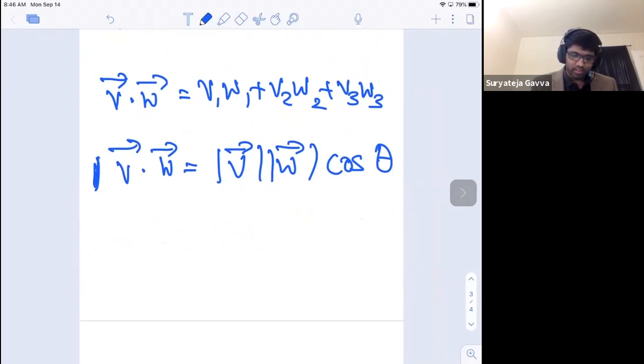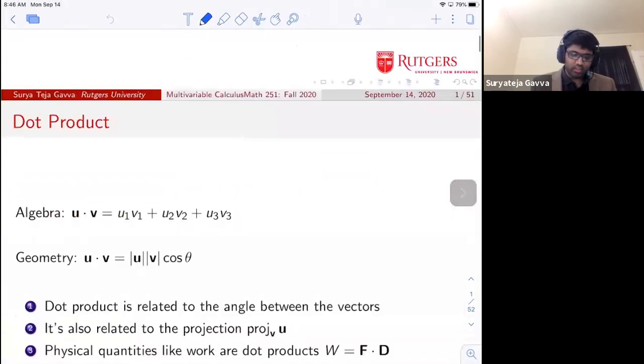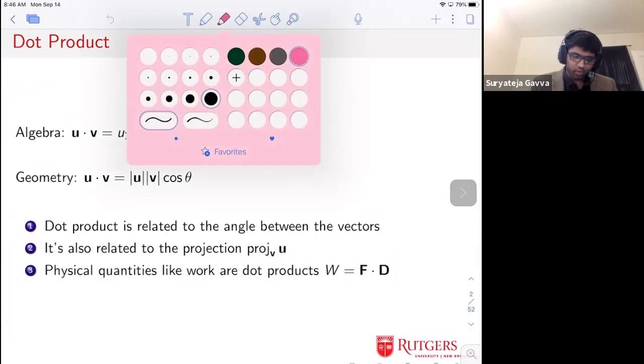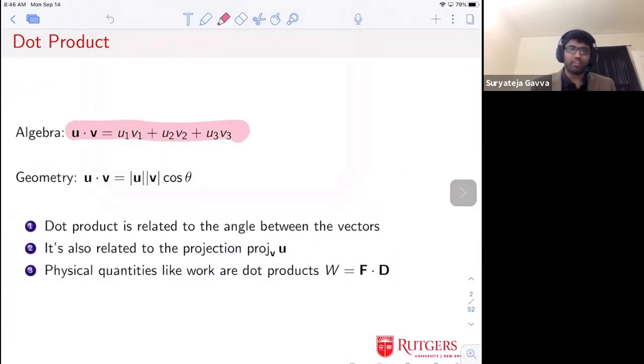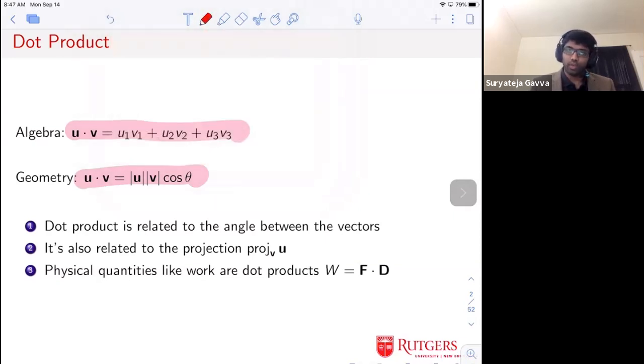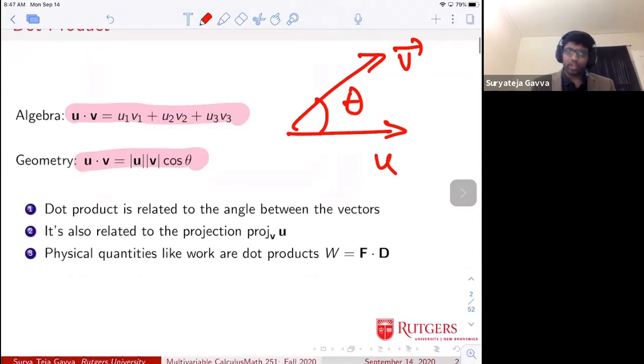Okay, so let me start. These are the two important ways to think of a dot product. You have the dot product of two things, algebraically computed with this kind of expression, and if you want to relate it to the angle between the vectors, this is the formula: u dot v is the length of u times the length of v times cosine theta. So this is u, this is v. If this is theta, this is the formula for the vectors. That's why we see the dot product is related to the angle between the vectors.